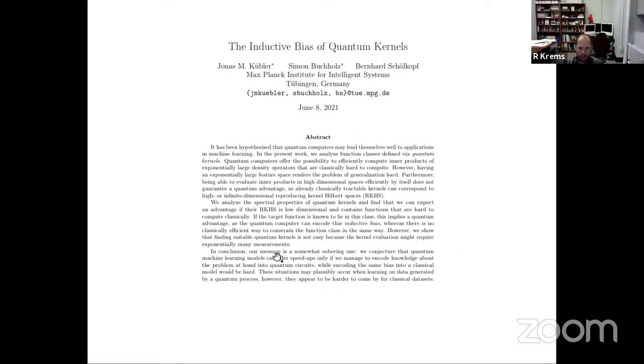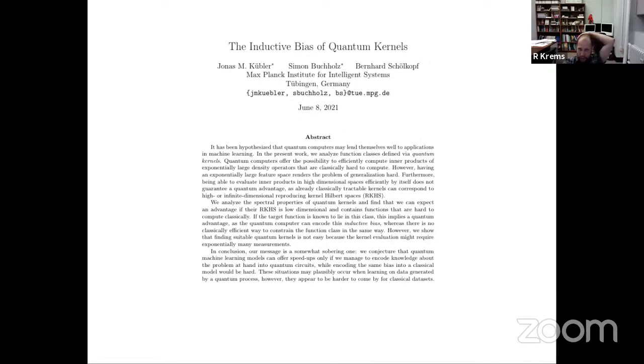So in conclusion, our message is a somewhat sobering one. We conjecture that quantum machine learning models can offer speedups only if we manage to encode knowledge about the problem at hand into quantum circuits, while encoding the same bias into a classical model would be hard. And these situations may plausibly occur when learning on data generated by a quantum process. However, they appear to be harder to come by for classical data sets.